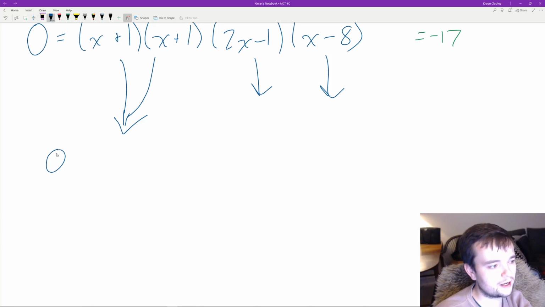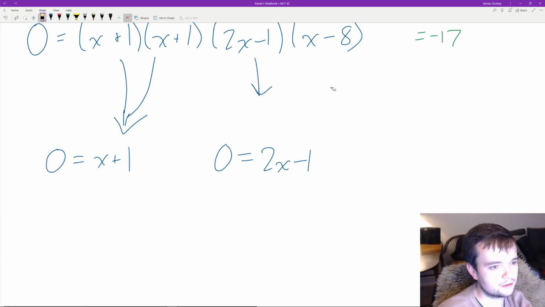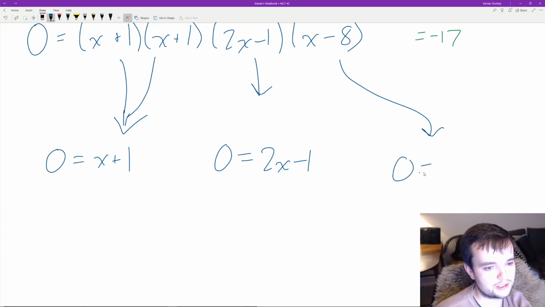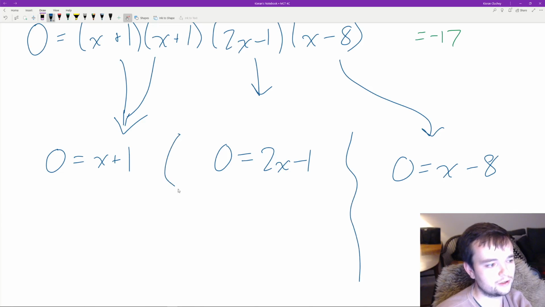So I can say 0 is equal to x plus 1. That only works if I have multiplicity more than 1. With the other factors, I only have a multiplicity of 1. So I should have 0 is equal to 2x minus 1. And here I will have 0 is equal to x minus 8. So then it's a matter of solving all 3 of these.